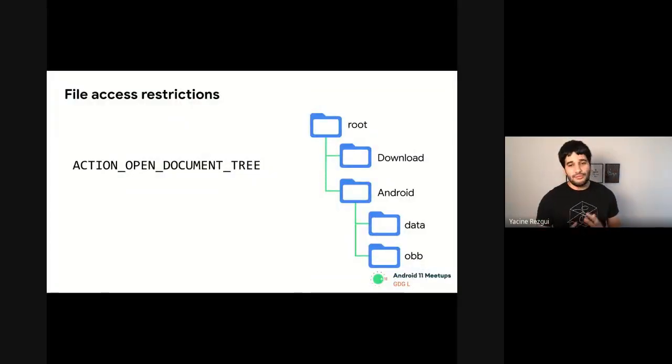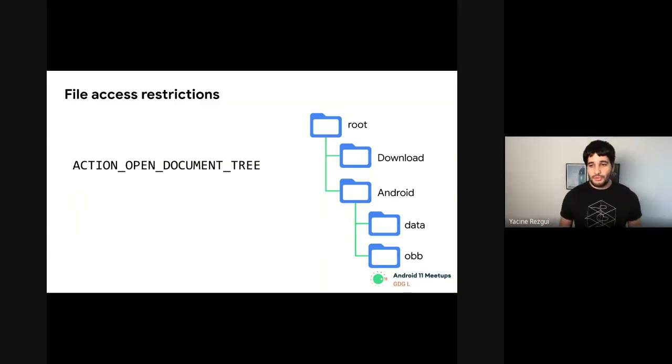So we're bringing also some file access restrictions. So you can't have the action open document tree on the root, on download folder, and Android inside data or up. It's because those folders are considered kind of sensitive. Download, you may have a lot of sensitive information there. We found that users are just not comfortable giving access there, so we're restricting that access.